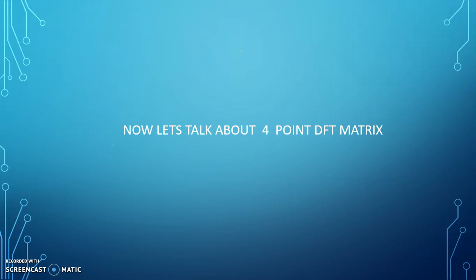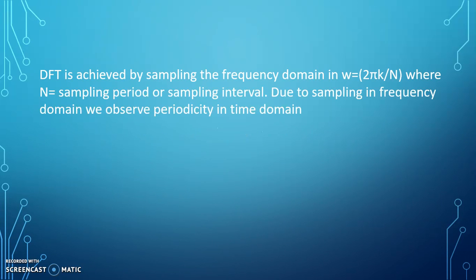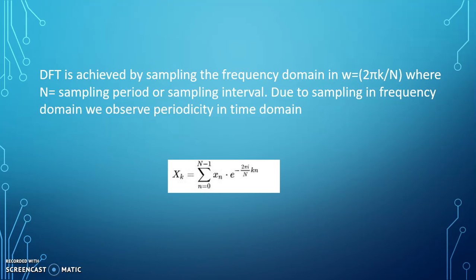Now let's talk about the 4-point DFT matrix. DFT is achieved by sampling the frequency domain, given by this formula, where N is the sampling period or sampling interval. Due to the sampling in the frequency domain, we observe periodicity in the time domain. This is the formula because of which we get a perfect and simplified matrix version.